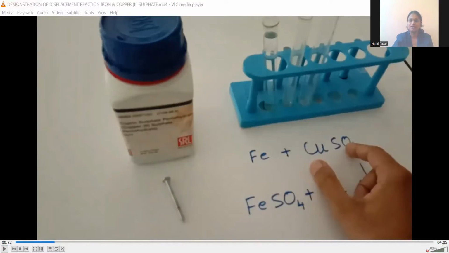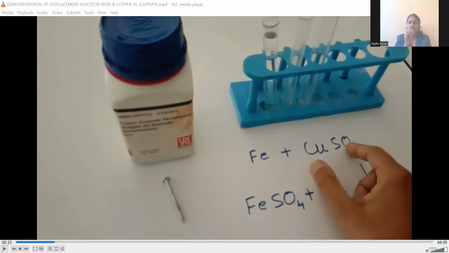Here, iron will take the place of copper from the copper sulfate solution. Means it is disturbing the place of copper in its solution and becoming ferrous sulfate, and copper is released or detached from the copper sulfate solution. For this, iron should be stronger than the copper. Then only it can take the place of the copper.